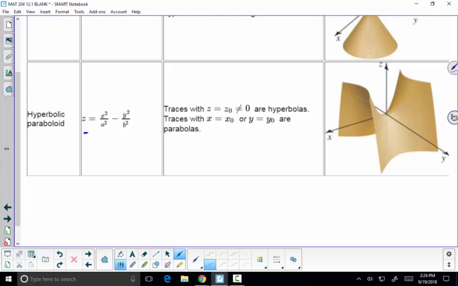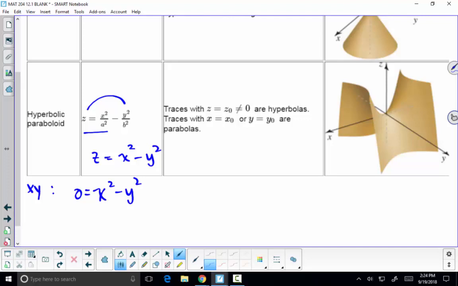And the traces here, you will have a parabola that opens up and a parabola that opens down. And then what about the trace in the XY plane? What if you let z equal 0? Let's imagine the simplest possible hyperbolic paraboloid, the simplest possible saddle. If we let z be 0, so this is the XY trace, what is that graph?